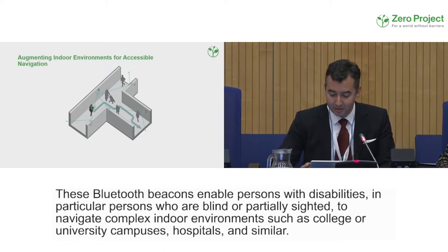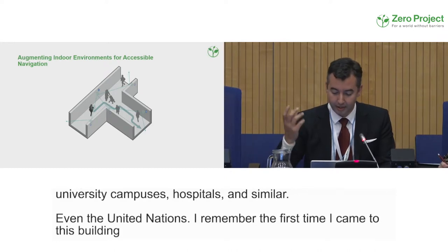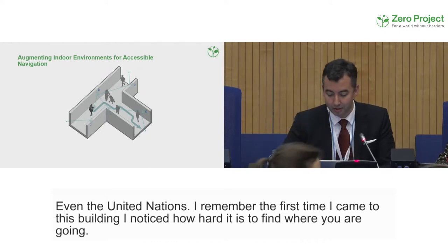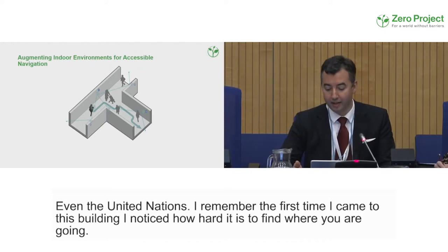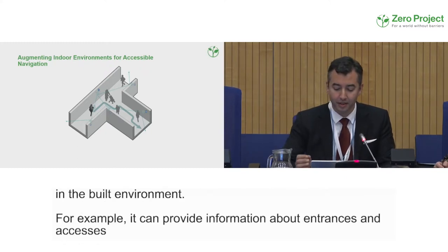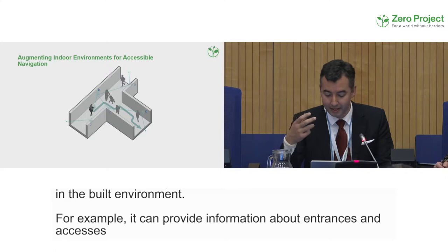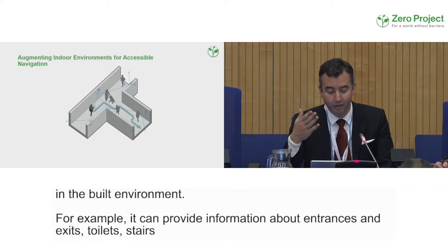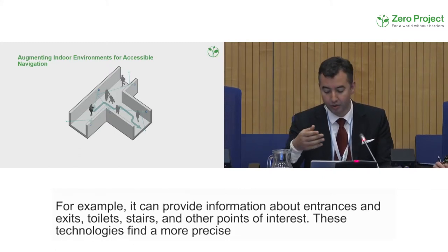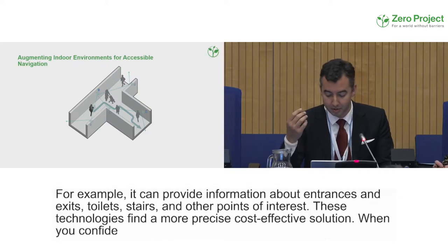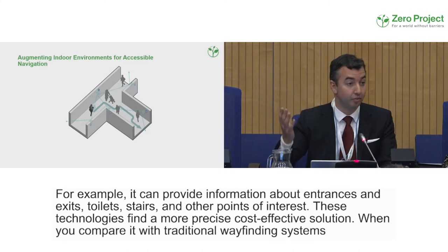So Bluetooth beacons used in conjunction with a mobile application on any kind of phone can broadcast wayfinding information about the various elements in the built environment. For example, it could provide information about entrances and exits, directions to toilets, stairs, and any other point of interest. These technologies provide a more accurate, more precise, efficient, and low-cost investment for service providers when you compare it with really traditional forms of wayfinding, so personal assistance, braille signs, tactile maps, or even GPS-enabled mobile phones, even regular signs.